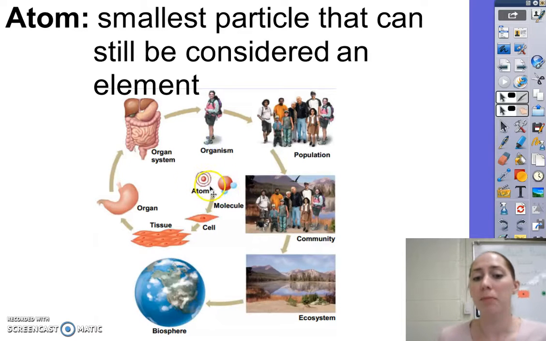Now, when you bond multiple atoms together, you create a molecule. Different molecules bonded together create cells. The same cells mix together to create tissues. Different tissues make up organs. Different organs make up organ systems. Different organ systems make up organisms. The same organisms make up a population. Different populations make up communities. Different communities, plus those abiotic factors, make up ecosystems. And all the ecosystems in the world together make up the biosphere.